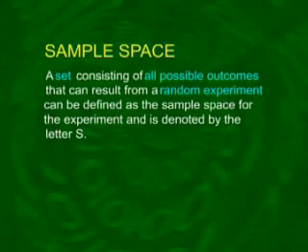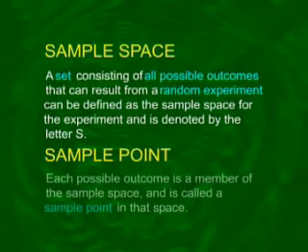Closely related to the concept of the random experiment is the concept of the sample space. As you now see on the screen, a set consisting of all possible outcomes that can result from a random experiment can be defined as the sample space for the experiment, and it is denoted by the letter S. Each possible outcome is a member of the sample space, and it is called a sample point in that space.